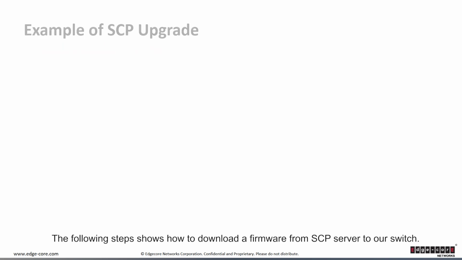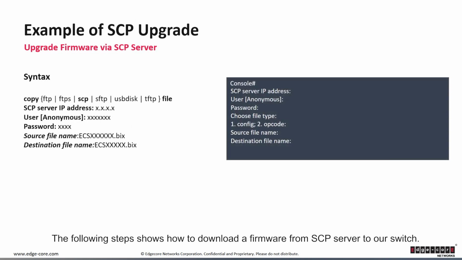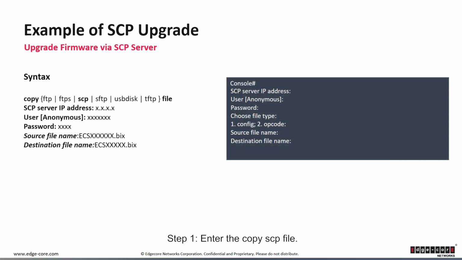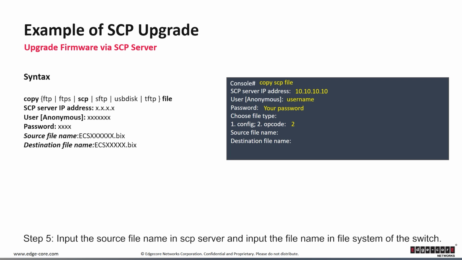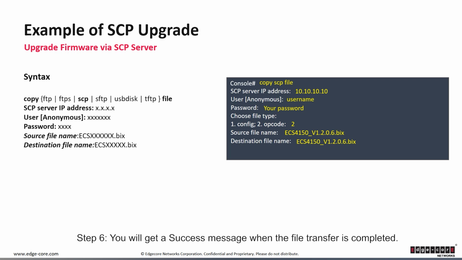The following steps show how to download firmware from SCP server to our switch. Step 1. Enter the copy SCP file. Step 2. Input the IP address of SCP server. Step 3. Input username and password for authentication. Step 4. Choose the type of file. In this case, we need to input 2. Step 5. Input the source file name in SCP server and input the file name in the file system of the switch. Step 6. You will get a success message when the file transfer is completed.